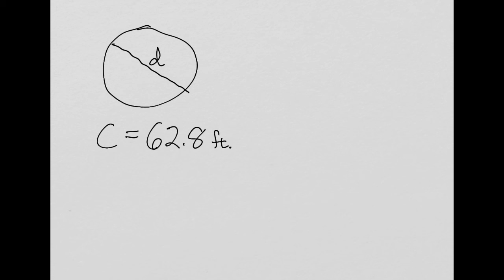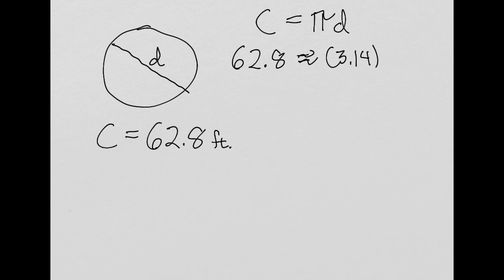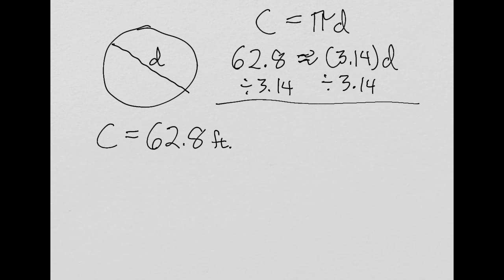In this case, we're given a circumference and asked to find the diameter. So in this case, I can use the same formula. It's just this time, 62.8 is going to replace C, and I'll use 3.14 for pi, and now I have to solve for D. Because 3.14 is multiplied to D, I'm going to divide both sides by 3.14, and I'm going to get that 20 feet is about what the diameter is. So knowing the formula, you can solve for any variable in the formula.